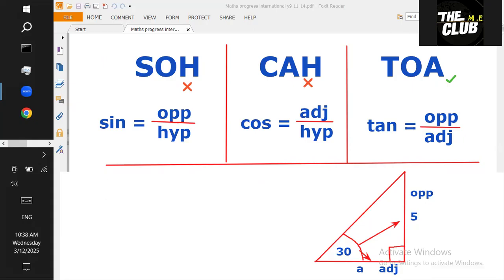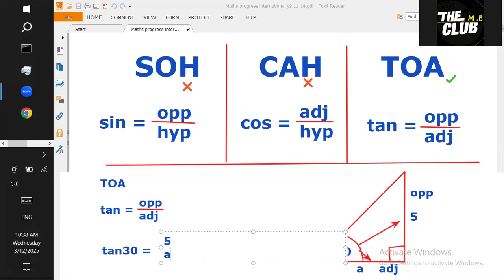So let's start solving using TOA. First thing we do, we write TOA. And the meaning of TOA is tan equals opposite over adjacent. Now we substitute the numbers that we have, tan 30. So we write it like this, tan 30 equals. Now the opposite is what? The opposite is 5, so we write 5. And the adjacent is A, so we write A. So tan of 30 equals 5 over A.